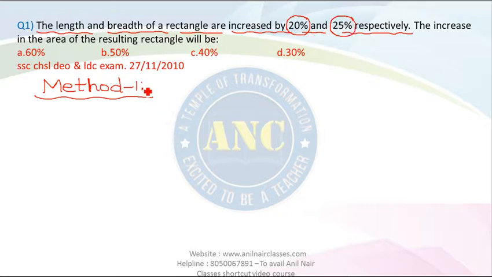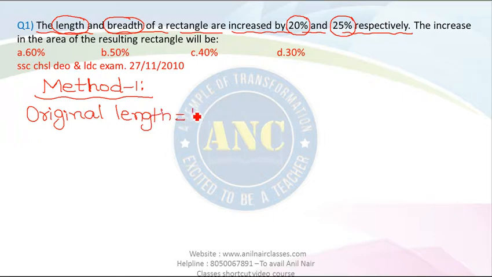Whenever I get a percentage symbol, blindly I will follow this method: put the value as 100 or any multiple of 100. The 2 parameters here are length and breadth. I will say the initial length, or the original length, it makes no difference. Because it is given in terms of percentage, I will take it as 100. Similarly, original breadth also I will take as 100.